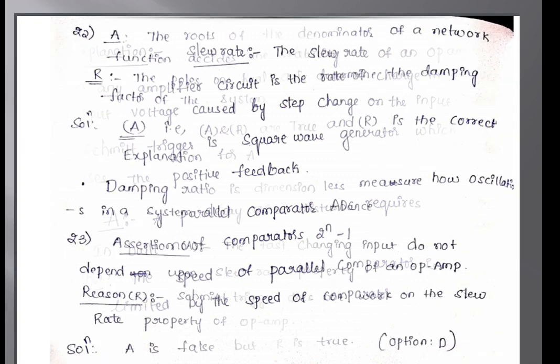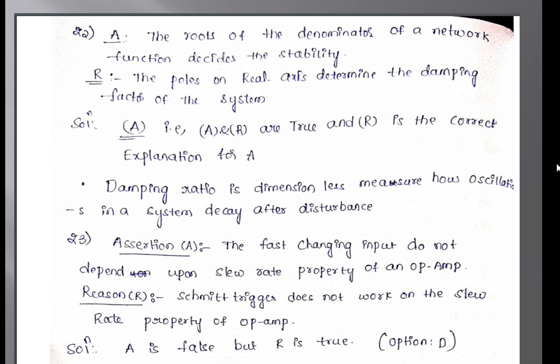So in this question they have given that the fast change in the input does not depend on the slew rate. The correct statement is that the fast change in the input depends on the slew rate property of the op amp. Here they have given that it does not depend. That's why the assertion is false.